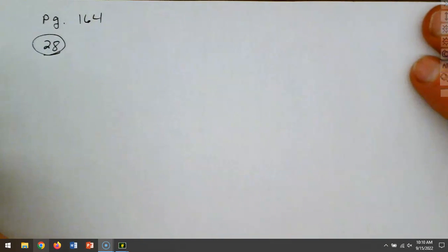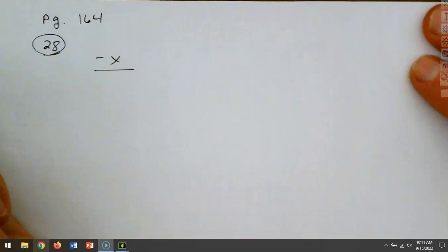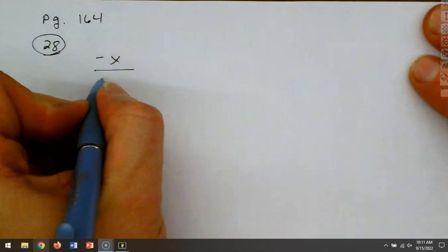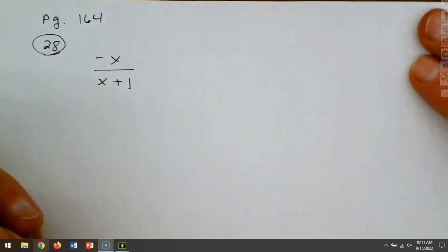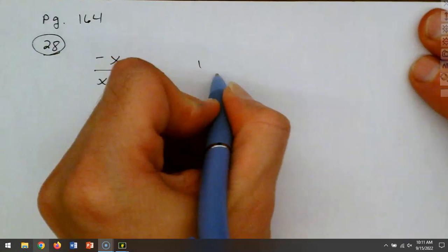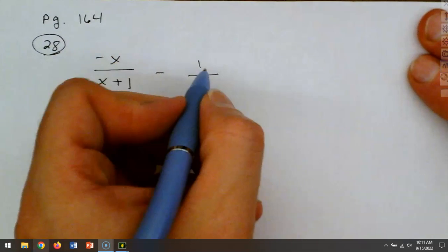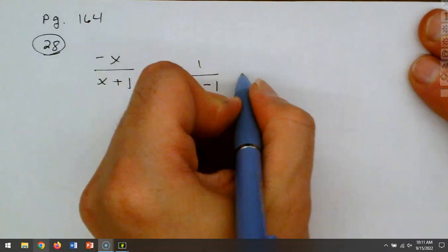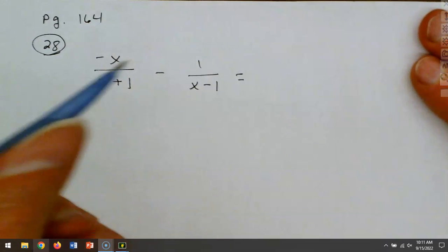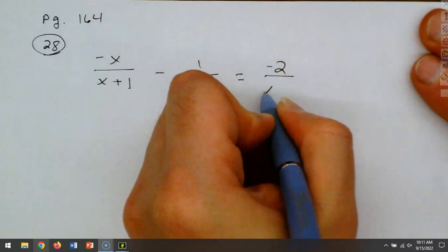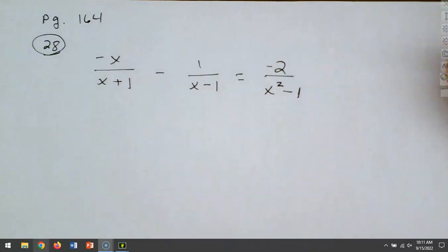And this one's actually a little bit easier to set up, but we're going to have to factor it and work with it. So 28, we have a minus x over x plus 1 minus 1 over x minus 1, and that equals now a minus 2 over x squared minus 1. Okay, so we're going to try to solve this.